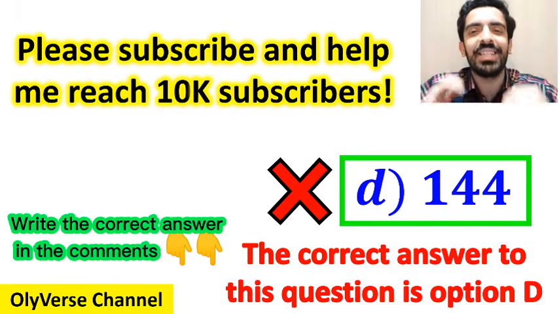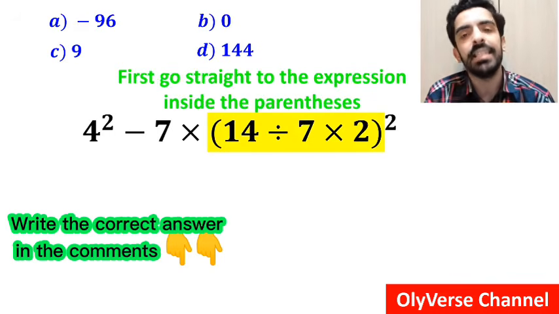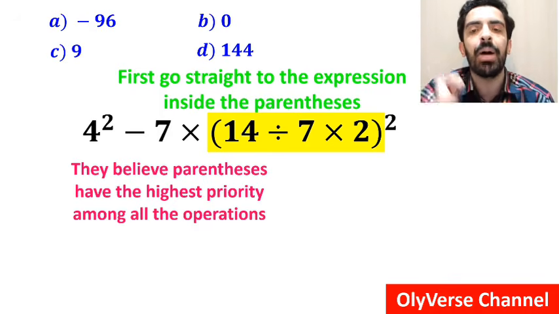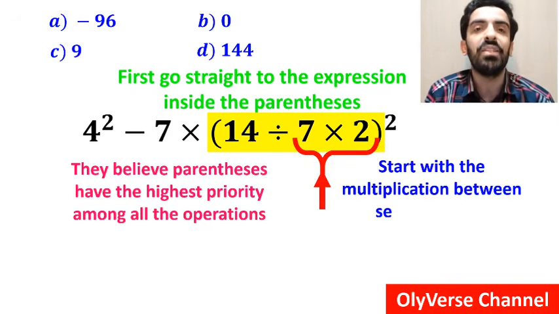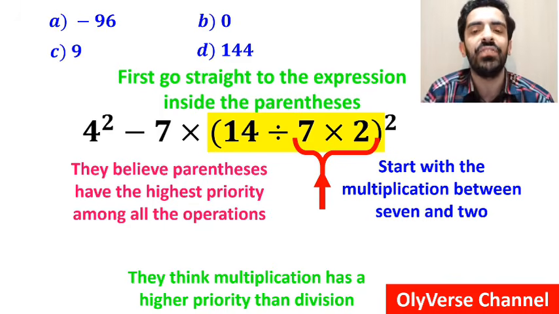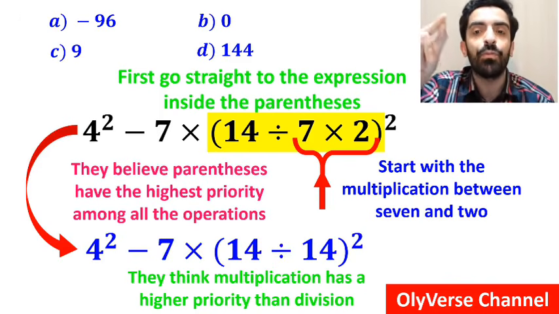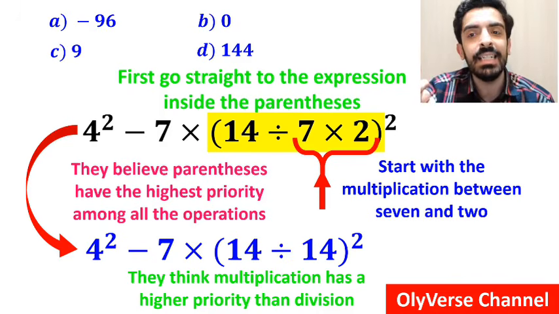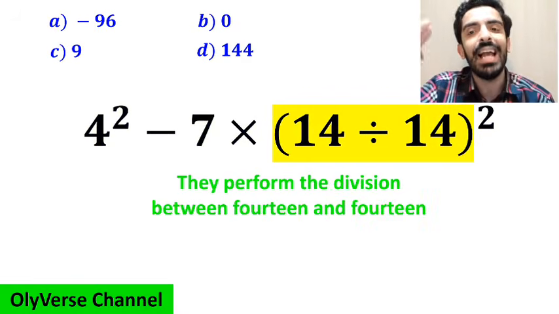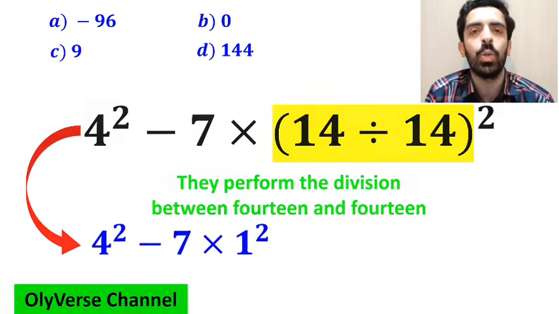However, that's definitely wrong. Also, some other people when solving this question first go straight to the expression inside the parentheses because they believe parentheses have the highest priority among all the operations. And they start with the multiplication between 7 and 2 because they think multiplication has a higher priority than division. So they rewrite this expression as 4 squared minus 7 multiplied by (14 divided by 14) all squared. In the next step, they perform the division between 14 and 14 and write this expression as 4 squared minus 7 multiplied by 1 squared.